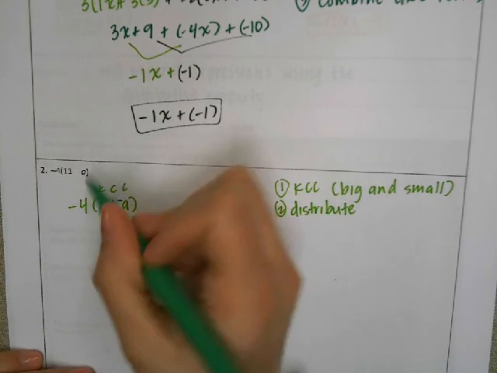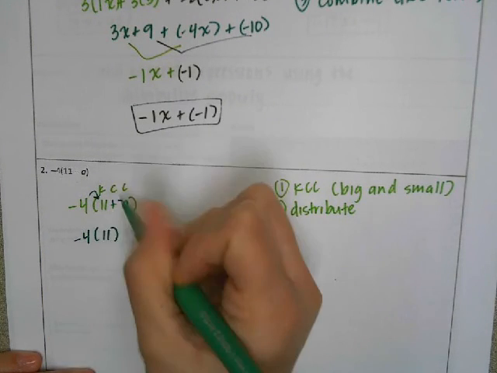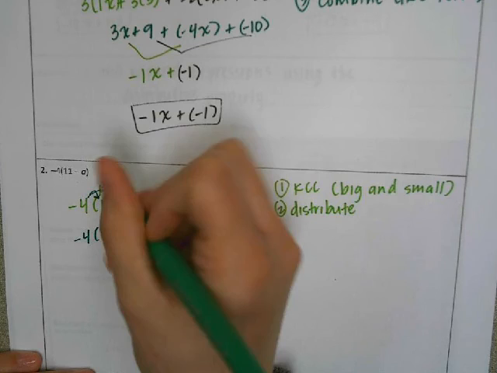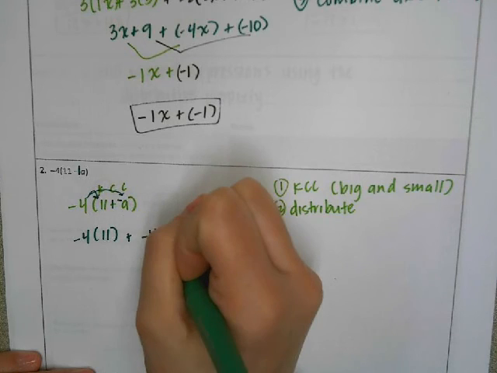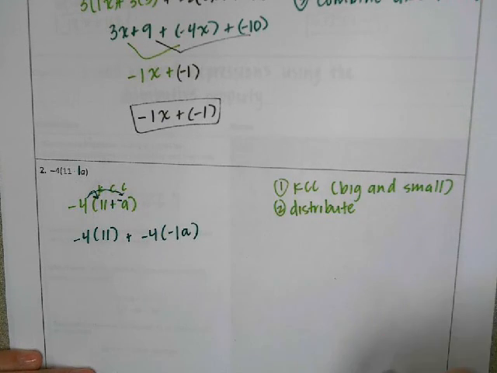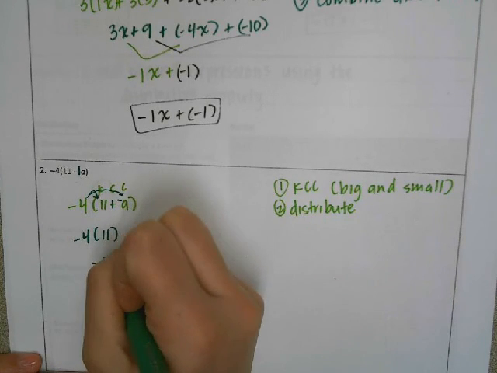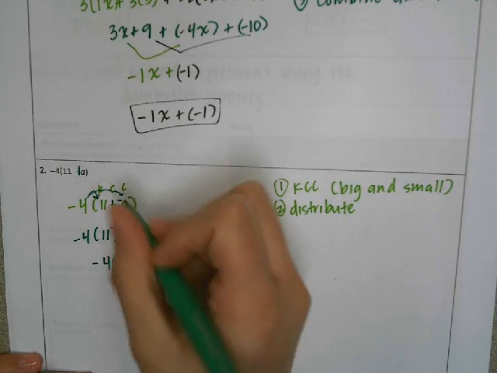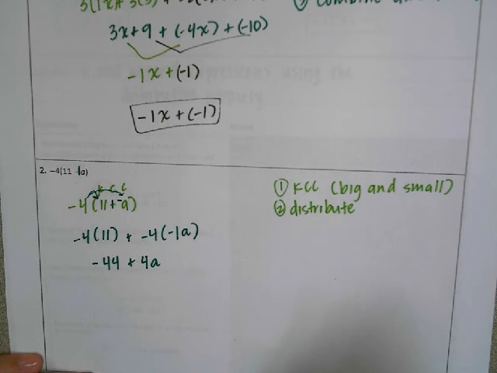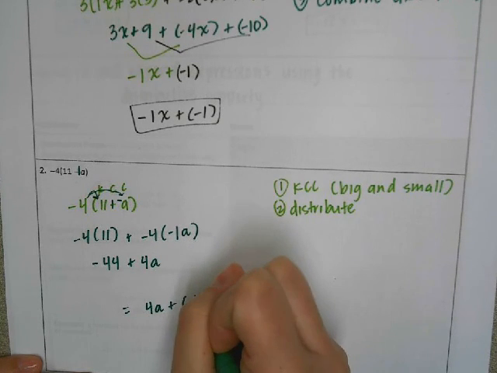So that means we're taking this -4 and distributing it to the 11. So -4 times 11 plus -4 times, remember there's a 1 in front of the a. So -4 times -1a. Multiply, negative times a positive is a negative, 4 times 11 is 44, plus negative times a negative is a positive, so positive 4a. Okay, we can leave it like that. We can write it flip-flop, it doesn't matter. I'm just going to write mine with my constant last, so 4a plus a -44.